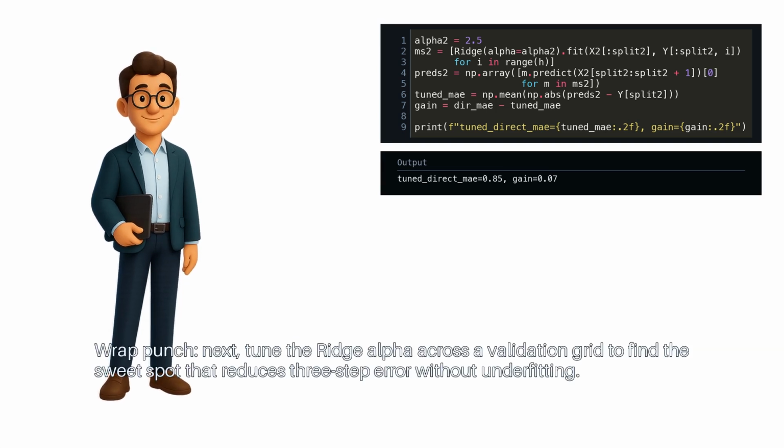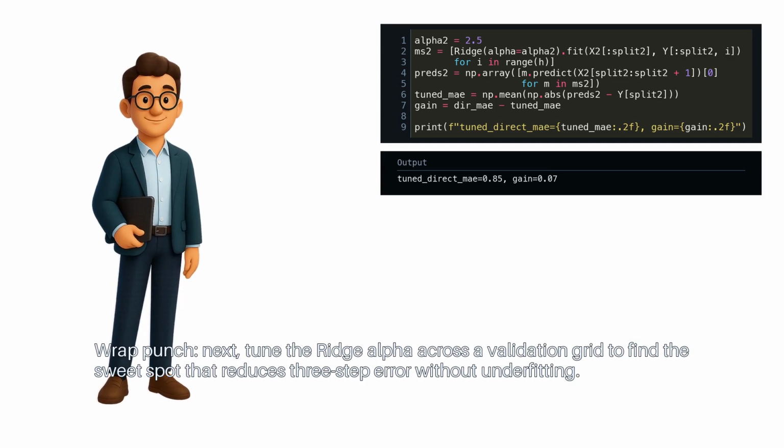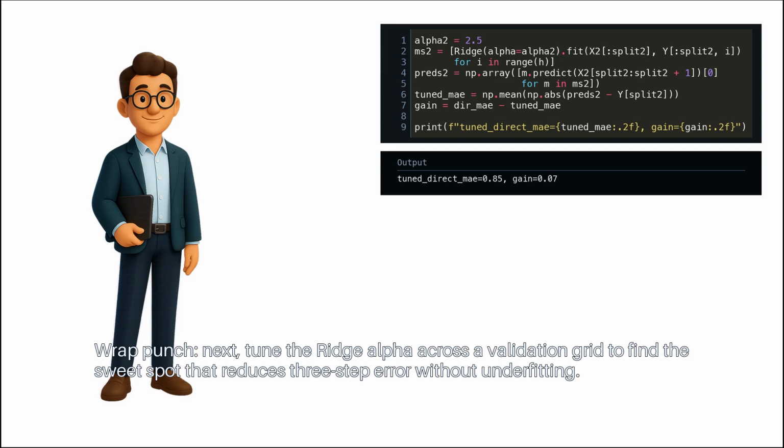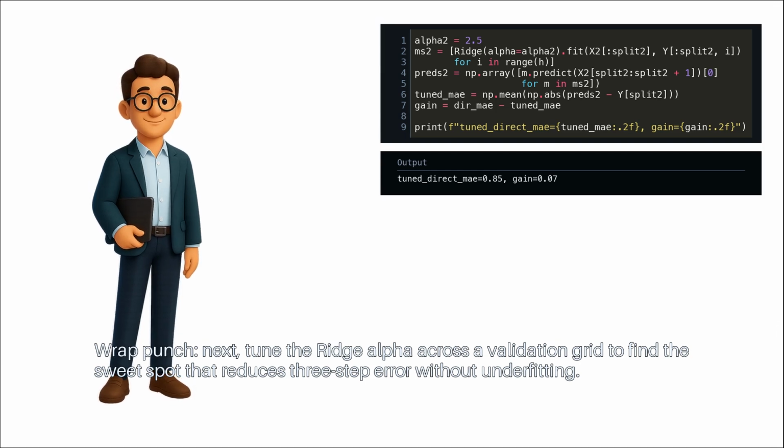Next, tune the ridge alpha across a validation grid to find the sweet spot that reduces 3-step error without underfitting.